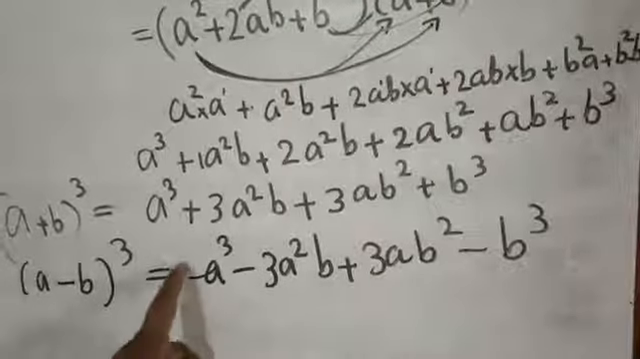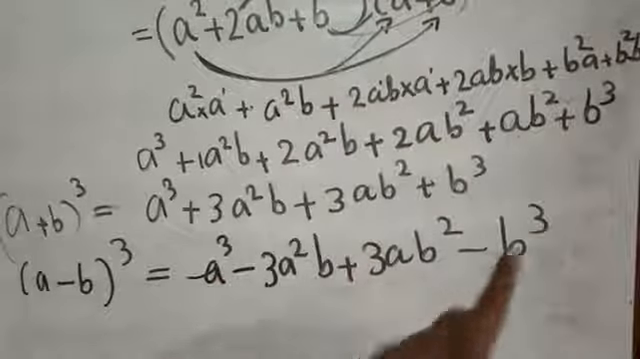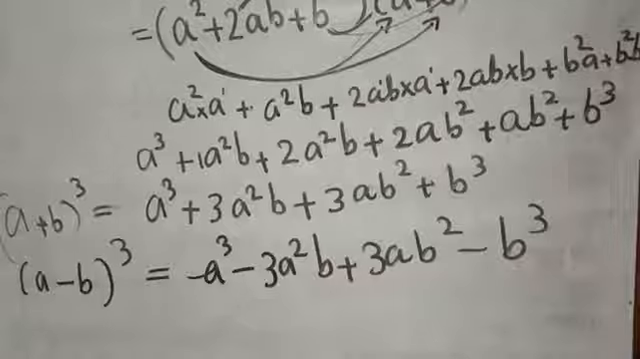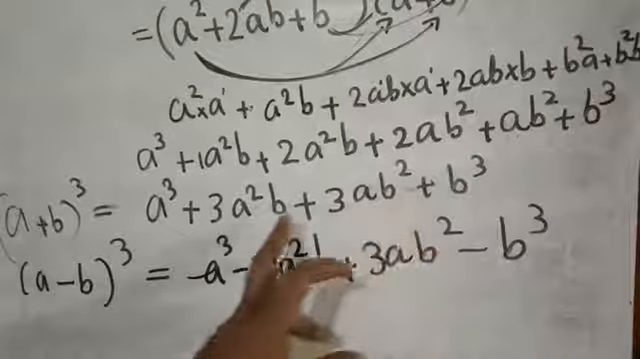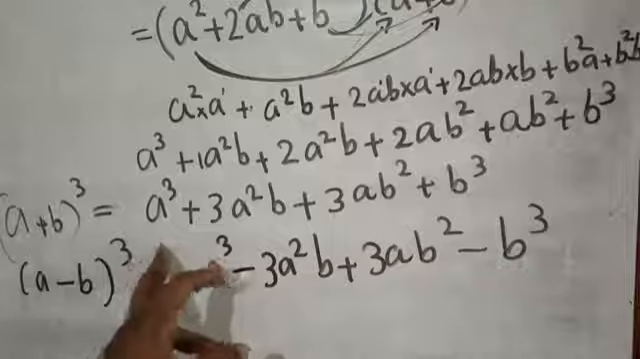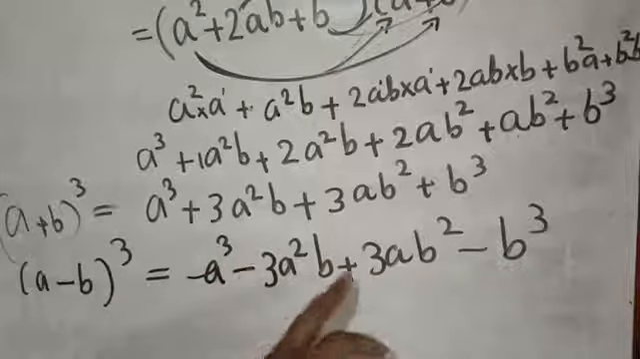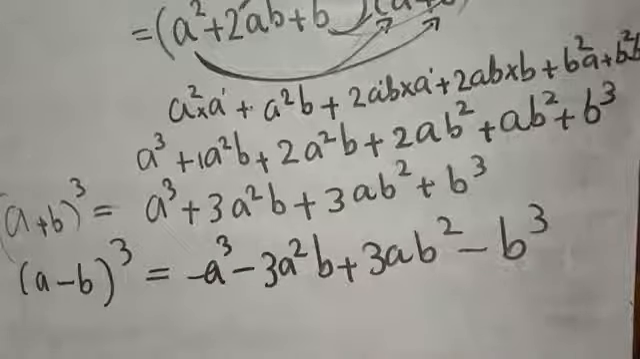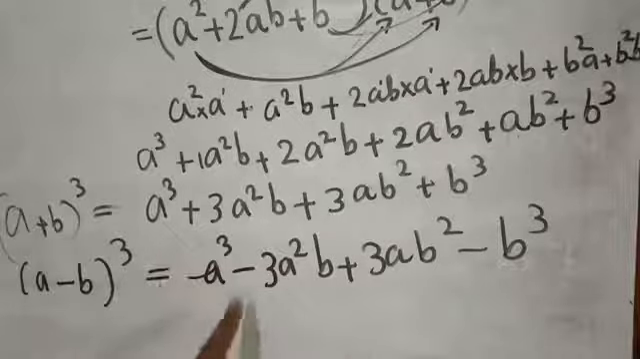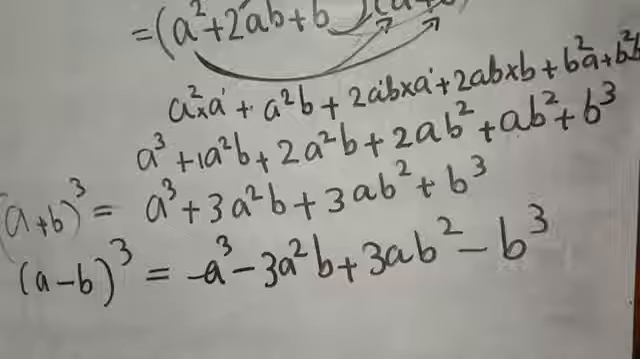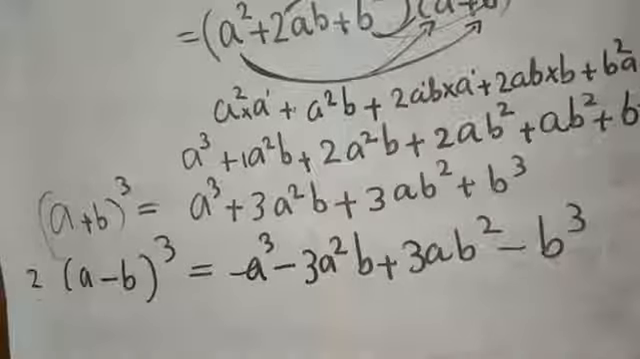Alternately, first positive, then negative, positive, negative, like that. First one positive, a cube. Same numbers but the sign is different: a cube minus 3a square b plus 3ab square minus b cube. Alternate positive, negative. First one positive, then negative, then positive, then negative. Okay, steps, you just look at the text. No need to write it. Just go through the steps.